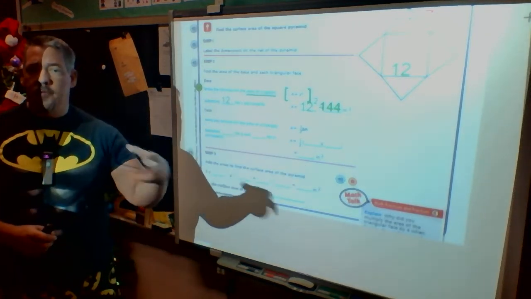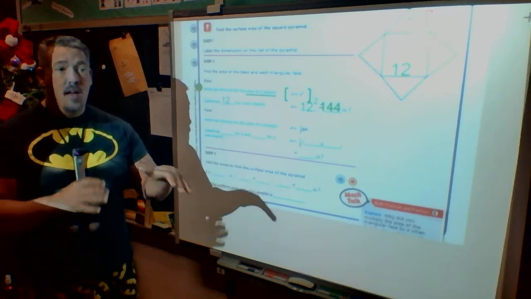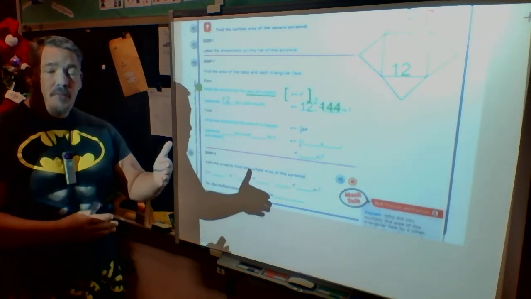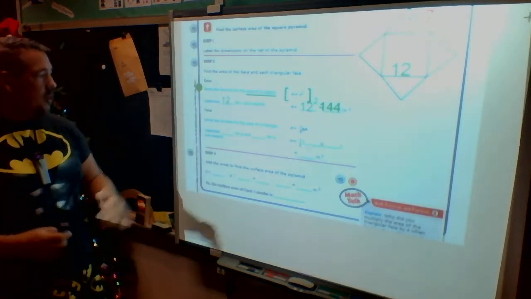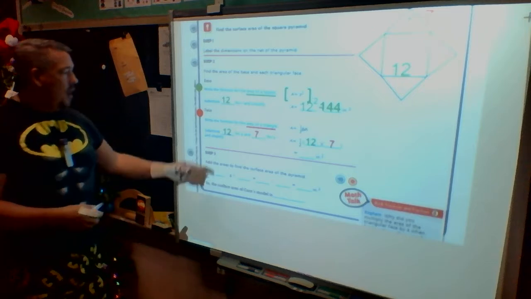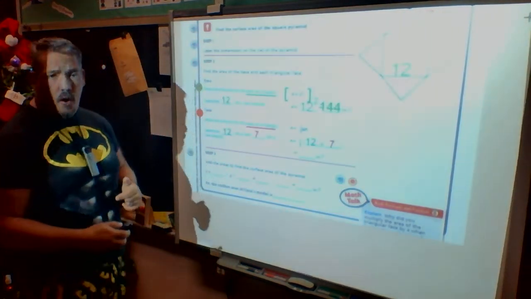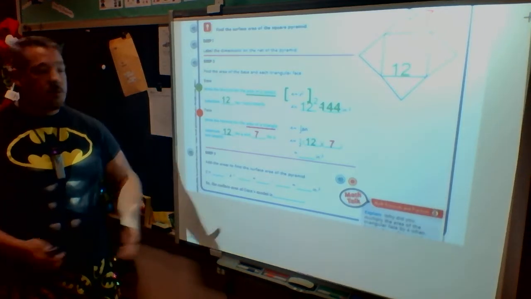Once again, if you just put in your brain that it's base times height divided by 2, because a triangle is always half of a parallelogram, where we use the base times the height formula, then you'll be good also. I know that my base is 12 because the sides of my square are 12. I know my height is 7 because the information told me it was 7.